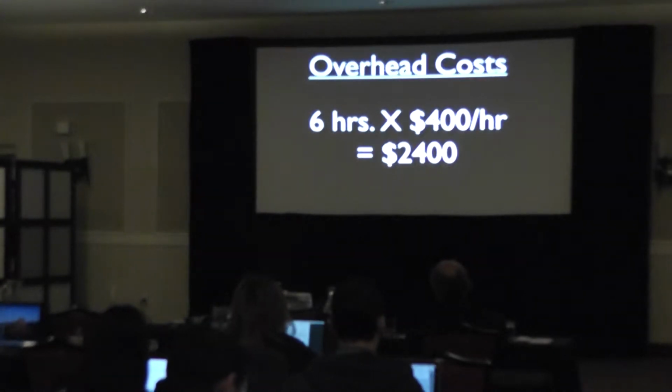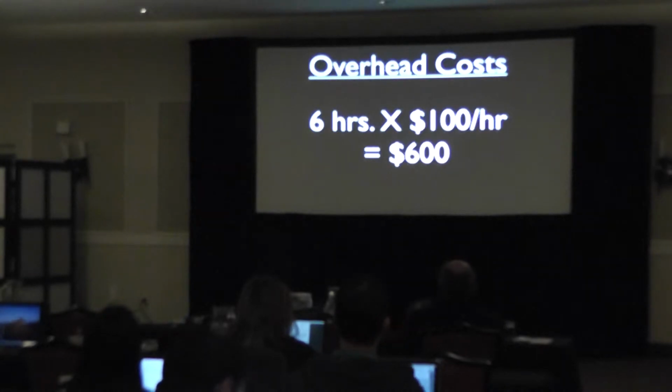6 hours of chair side and lab time in your office to do the case, times a $400 per hour operating overhead. $400 an hour is a very common operating hourly overhead for a general dentist in the USA. If that's the case, $2,400 becomes your overhead cost.